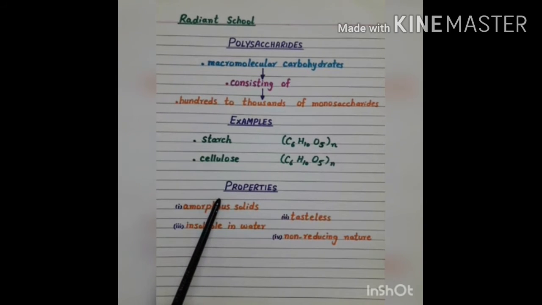Now the properties of polysaccharides. Polysaccharides are amorphous solids. They are tasteless, meaning they have no taste. They are insoluble in water, and last, they are non-reducing in nature. Now you will see a video which will further explain all these types of carbohydrates.